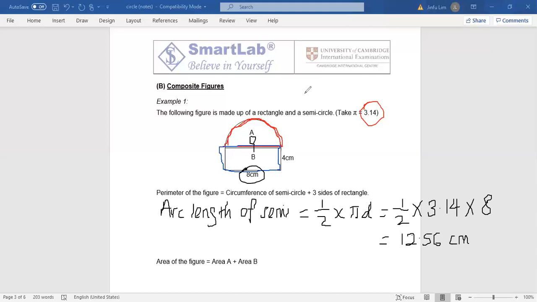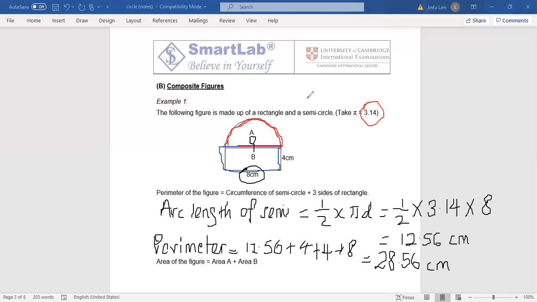After you have found the arc length, then we can go ahead and find the perimeter now. So the perimeter of this composite figure will be the arc length, which is 12.56, plus 2 widths of the rectangle, which is 4 plus 4, plus the length 8. So you will get 28.56 cm. This will be the perimeter for the figure.